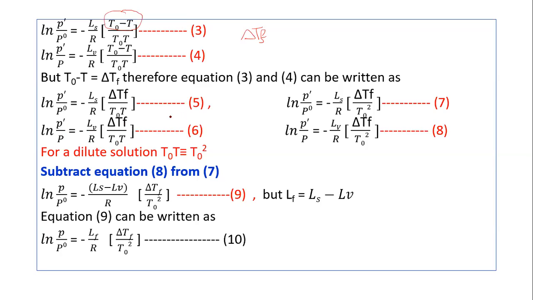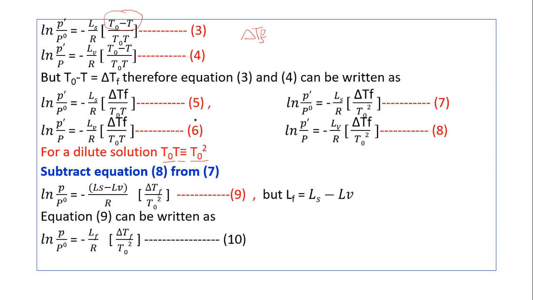Now equations 5 and 6 can be simplified. We know that for a dilute solution, the product of T0, the freezing point of the solvent, and T, the freezing point of the solution, can be written as T0 square, because there is not much difference between the freezing point of the solvent and that of the solution. When we add a very small quantity of solute, the solution becomes dilute, and the freezing points do not differ much from each other. So this product becomes equal to the square of the freezing point of the solvent.